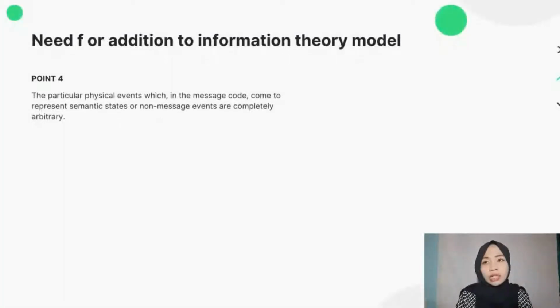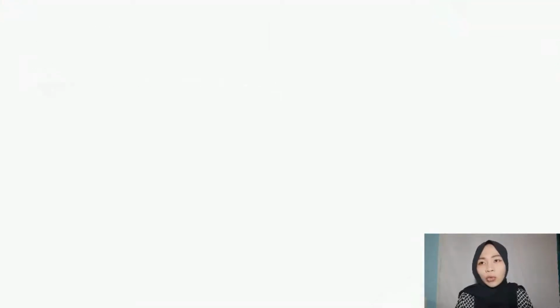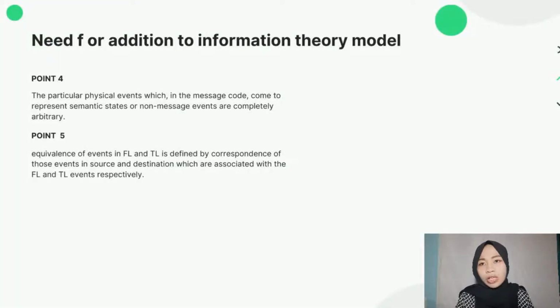The particular physical events which in the message code come to represent semantic states or non-message events are completely arbitrary. On the other hand, given the similarity of the human organism and the generality of learning principles, one would expect considerable correspondence in semantic states. For example, the behaviors of both German and English speakers to the object horse may be similar, and hence the representational process associated with pferd in the one case and horse in the other could be similar. In other words, equivalence of events in FL and TL is defined by correspondence of those events in source and destination which are associated with the foreign language and translation language events respectively.